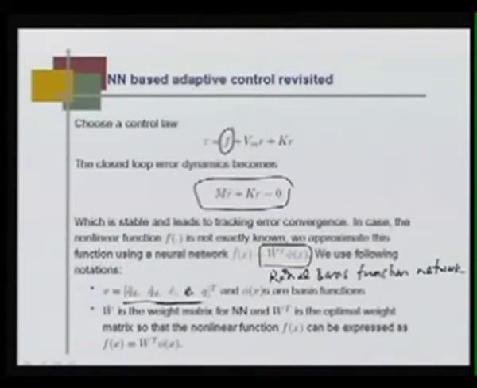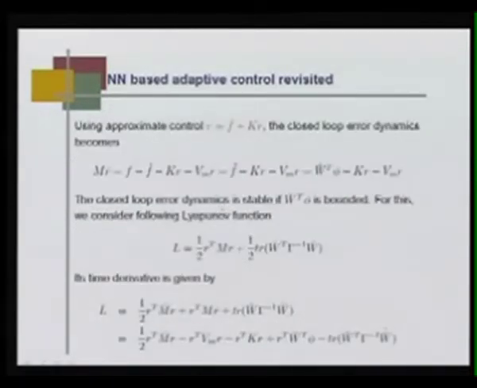Now the objective is that we know phi x, the basis functions, because we know the input, but we do not know W transpose. So we have to update the weights in such a way that we find W hat dot such that we can again establish the system is stable. That we always do using the Lyapunov function method.